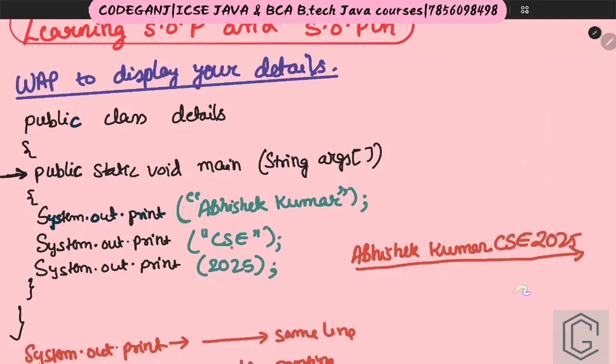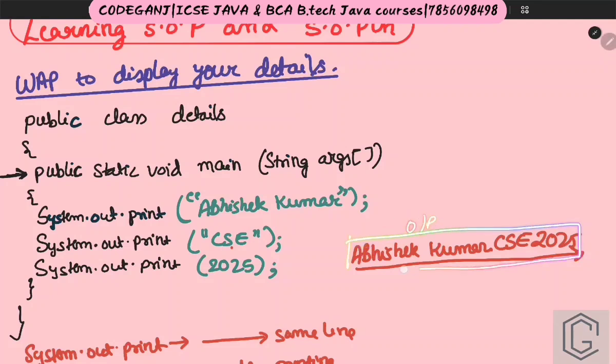Okay, so what I want to display here is, first I want to display my name Abhishek Kumar, then I want to display my branch CSE, then I want to display my year. Since Abhishek Kumar is a string data type, you will have to put it inside double quotes. CSE is also a string data type, so you will have to put it inside double quotes. But 2025 is an integer kind of value, so you need not put it inside double quotes. Okay, cool. You can actually put it inside double quotes, it will get printed as a string, there is no issue. But see, this is the output that you will get actually.